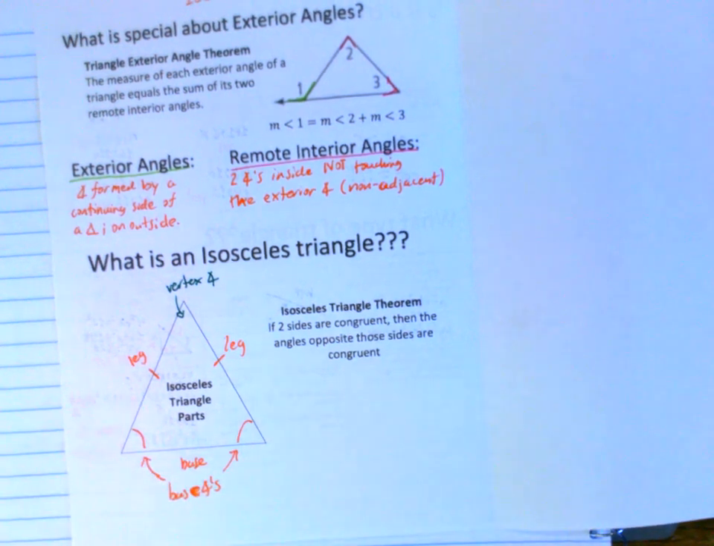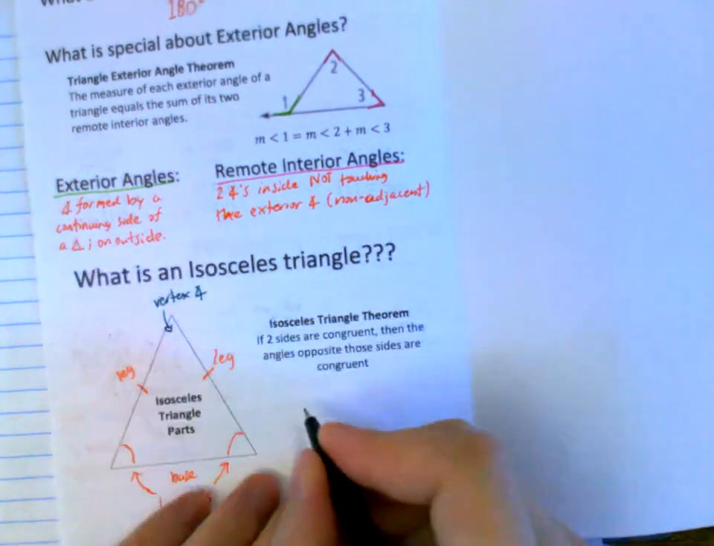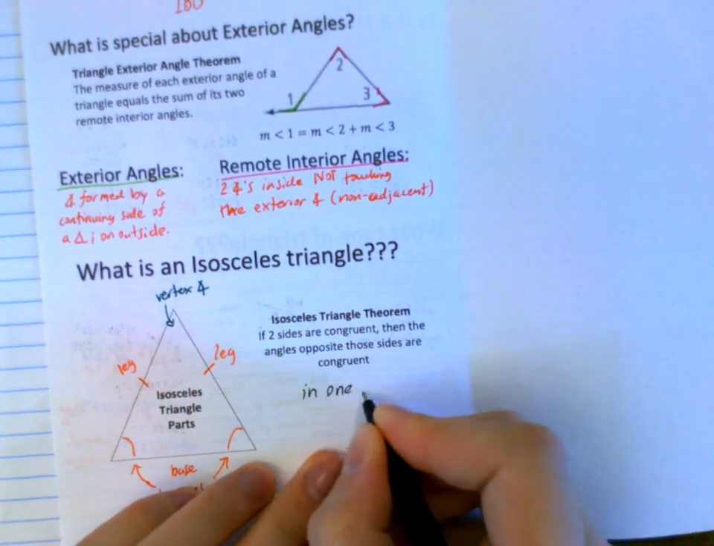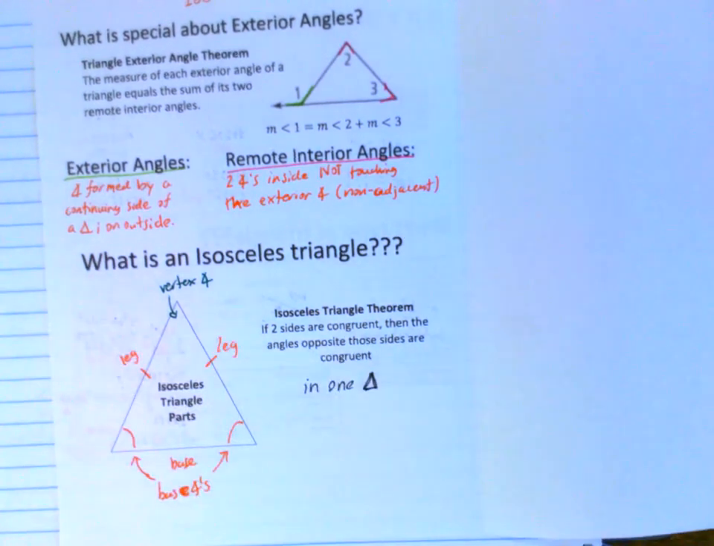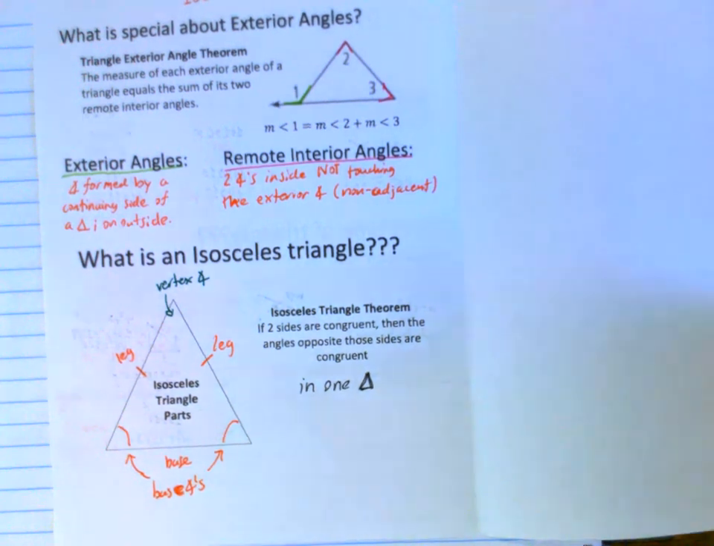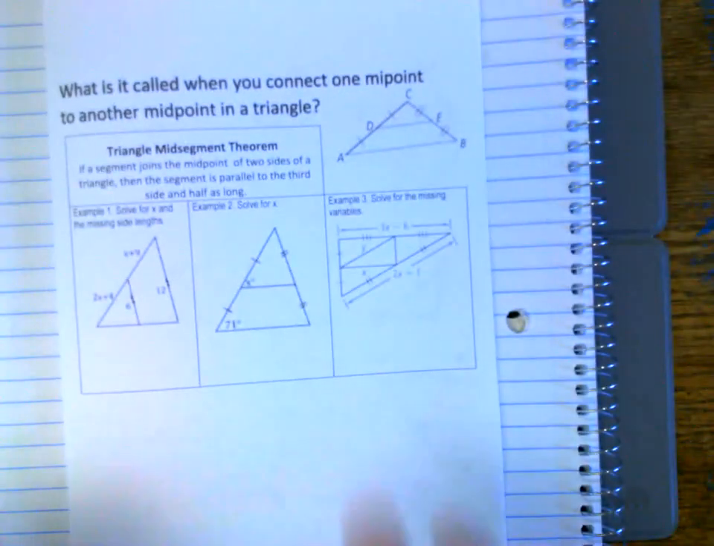Okay? That is an E down there. I'm sorry. It just looks really fat. And all of this is in one triangle. If two sides are congruent, then the angles opposite to those sides are congruent in one triangle. Okay? Easy peasy. All right. Everybody have that down? Okay, next slide. Or next page.